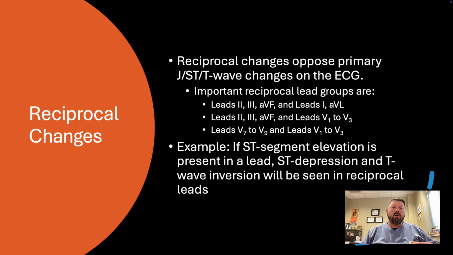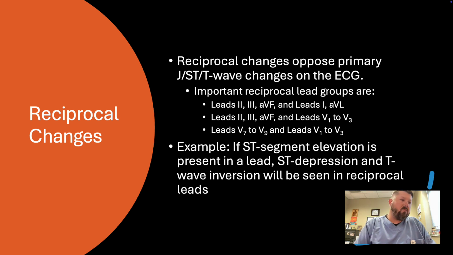Reciprocal changes. Just as contiguous leads all look at the same general location, reciprocal changes look at the same location but on the other side. So it's almost like a mirror image. Reciprocal changes oppose primary J point ST and T wave changes in the ECG. So if leads 2, 3, and aVF are reciprocal with leads 1 and aVL, if I have ST elevation in 2, 3, aVF, I should expect to see ST depression in leads 1 and aVL.